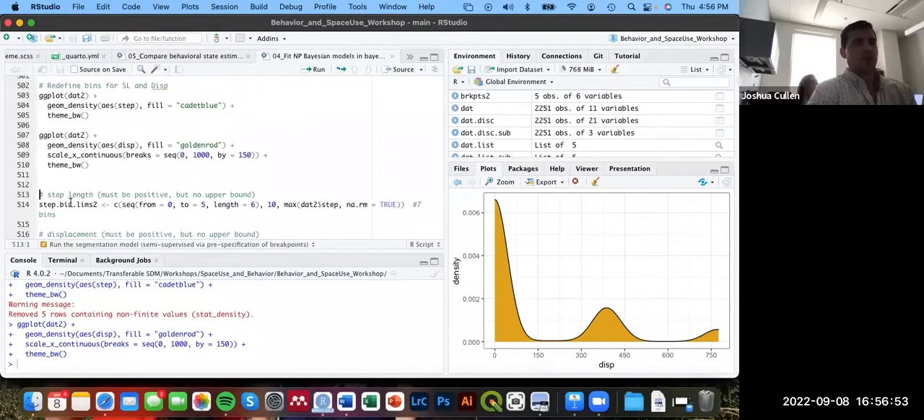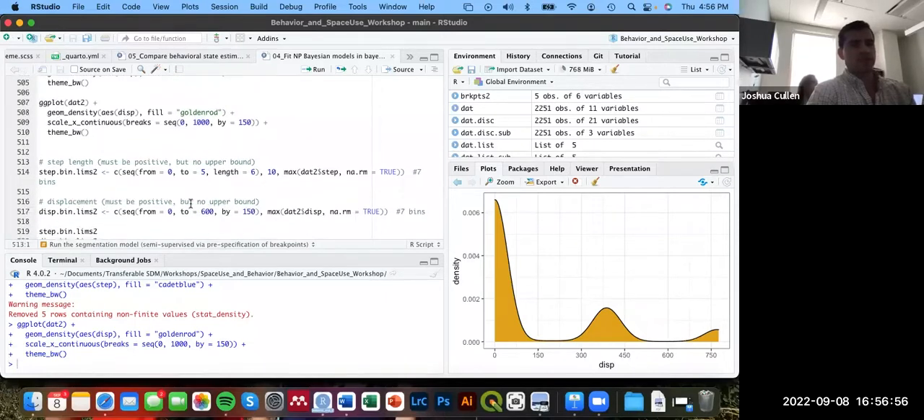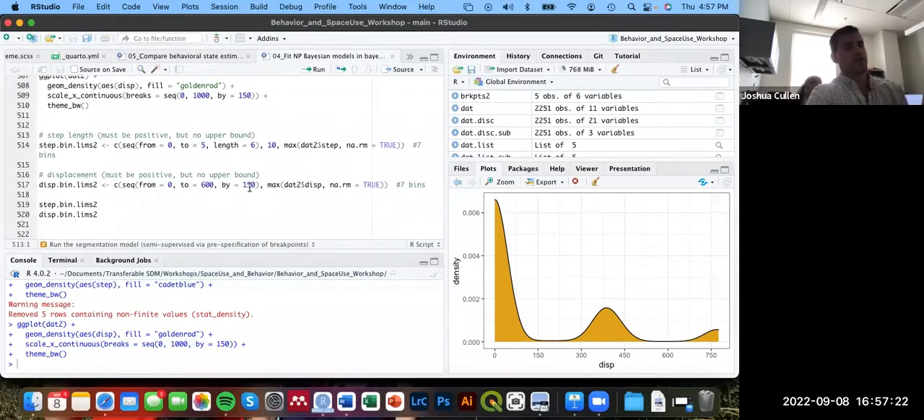For step length, I'm going to change this slightly. I'm going to now define an additional bin. So I'm going to go from 0 to 5 at equal bin widths, so 1, 2, 3, 4, 5. Then everything from 5 to 10 kilometers is going to be another bin, and then 10 kilometers to 42 is going to be the last bin. Whereas for displacement, instead of going by increments of 200, I'm going to go by increments of 150 and see if that helps.